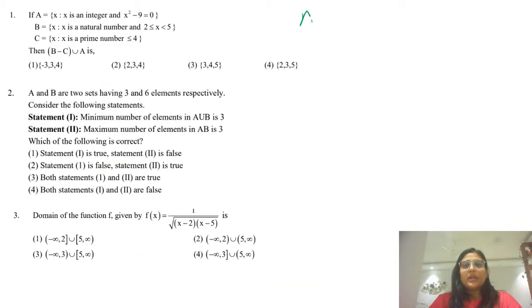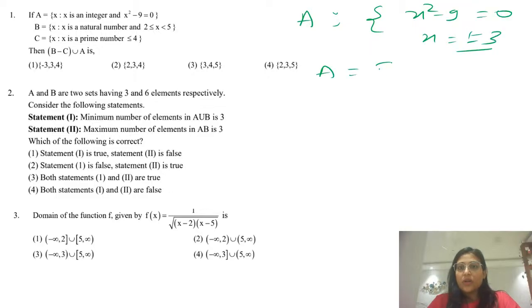Okay. Come to A now. A is what? X is an integer. So let's solve this. X square minus 9 is equal to 0. X is equal to plus minus 3. So A can be what? Either minus 3 or plus 3.